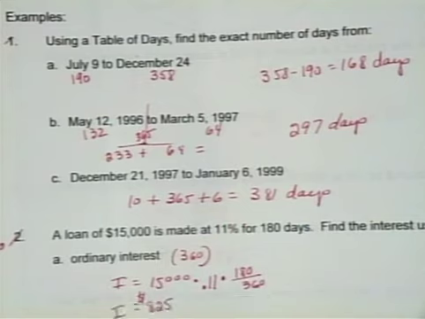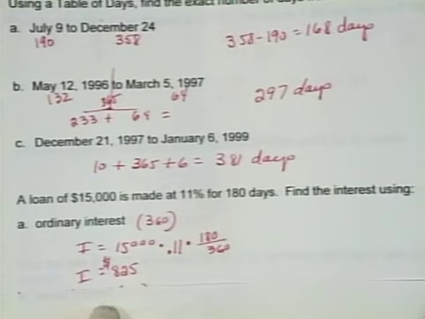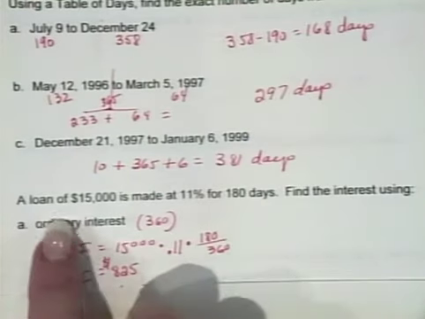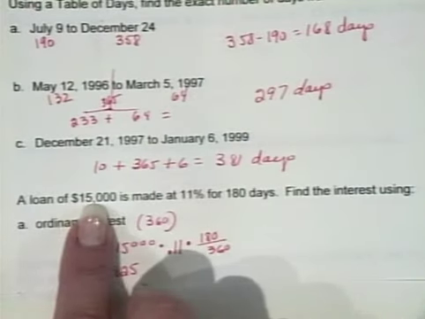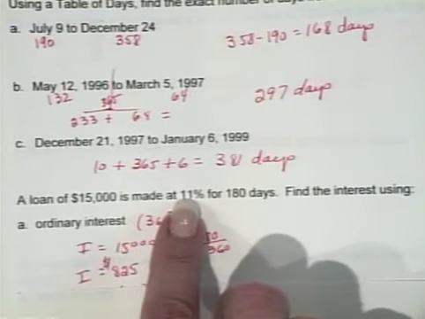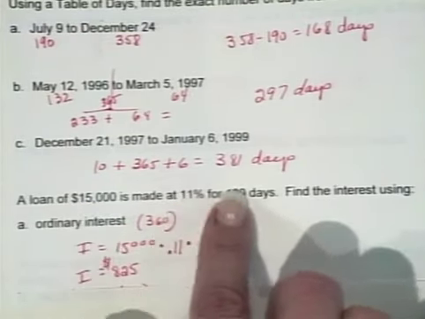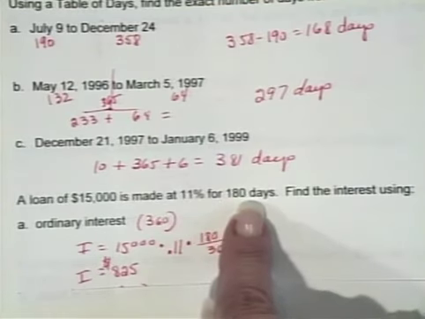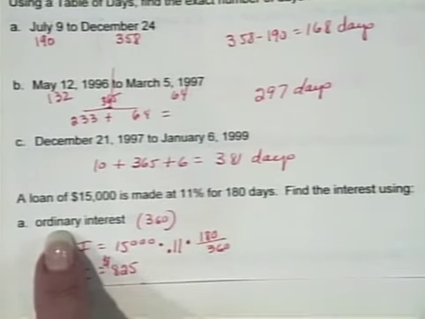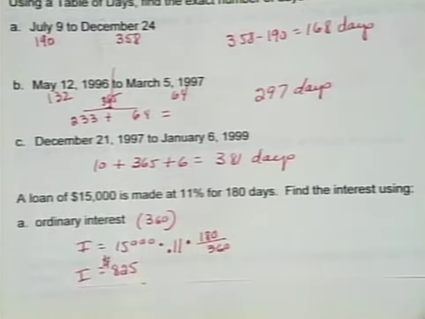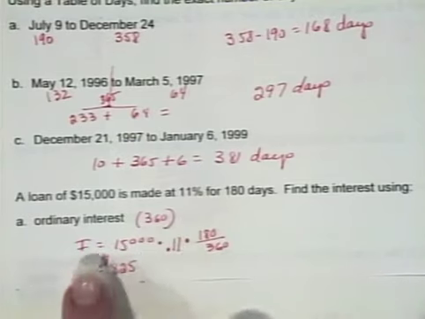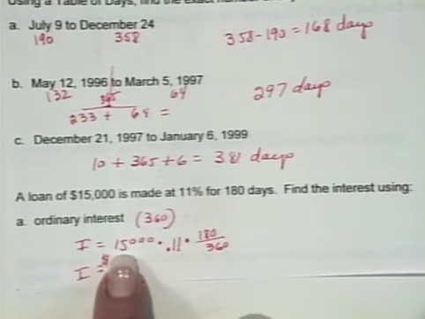So, coming down to the next problem, it says, I've taken out a loan for $15,000. It's at 11% simple interest for 180 days. Tell me how much interest I'm going to owe if I'm calculating it using ordinary interest. When I say ordinary, you should think ordinary, 360. That's how come I wrote that, yes? So you're going to use principal equal 15,000.